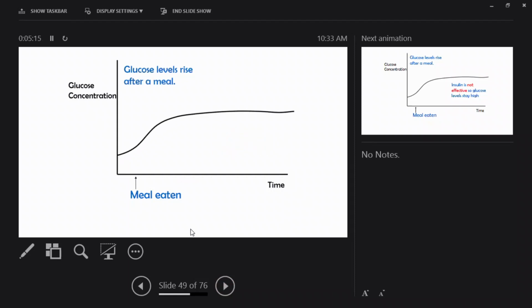Again, diagram here: when a meal is eaten, glucose level rises. Glucose levels rise after a meal. Okay, this is normal when we eat. All the carbs from our diet will be converted into glucose, simple sugar. So it's normal that the glucose level will rise after a meal.